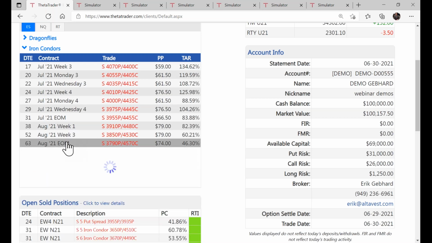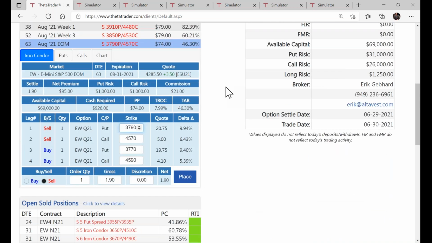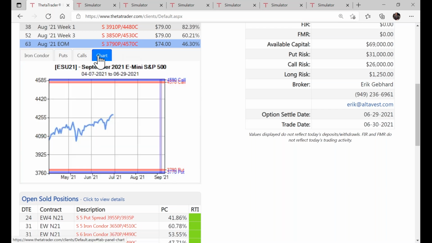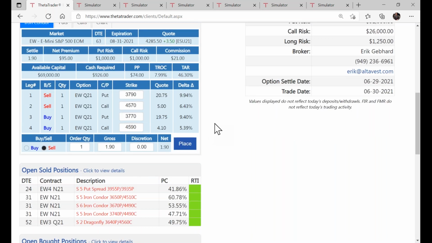We'll look at the August end of month Condor. So the algorithm has already done the work for us and built the trade. Here's what it looks like on the graph. Here's the call spread above and below the market that we're selling. And we'll run through this just real quickly, but you can see days till expiration, settlement value, the premium, the put risk, call risk. Everything is based off of the put risk in terms of what's required to place the trade. And I'll show you that in just a second.